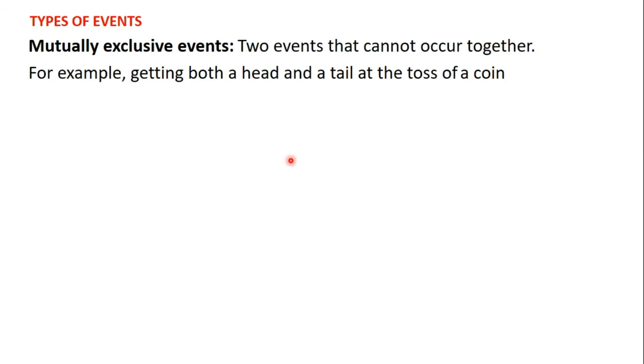So the event of getting a head and a tail at the toss of a coin is an example of mutually exclusive events. Two events that cannot occur at the same time. Another example is winning and losing a football match. In a football game, you can't win and lose at the same time. So two events that cannot occur together are called mutually exclusive events.